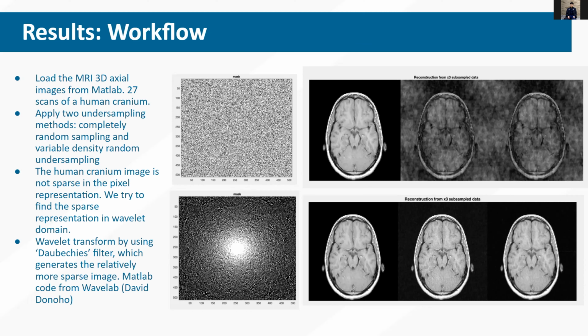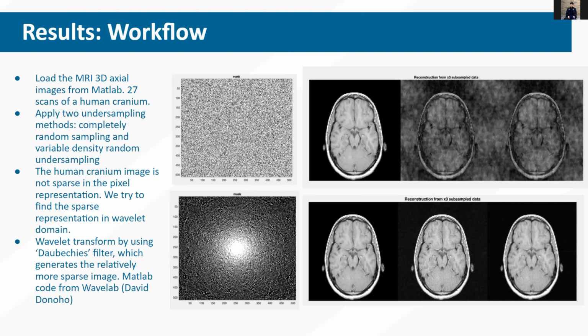And the images on the bottom are variable density random undersamplings. The complete random undersampling introduces noise that cannot be reconstructed properly due to, we think, 2 reasons. The first reason is that most energy of MRI images is located in the center of K-space. And also we still want to fully sample the readout direction so that we only undersample on the phase encoding direction.